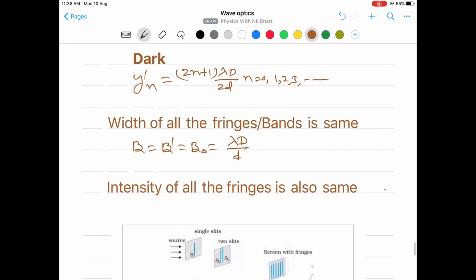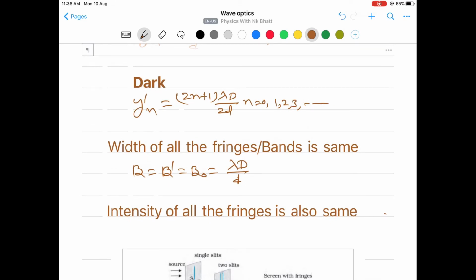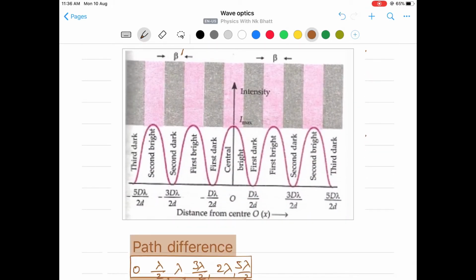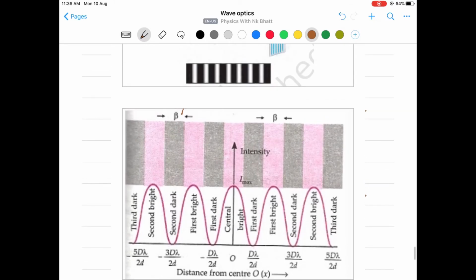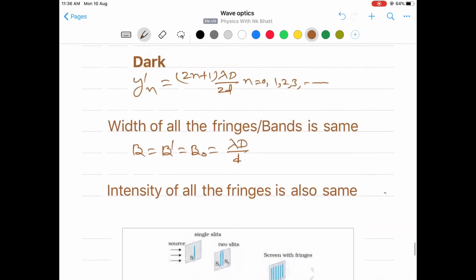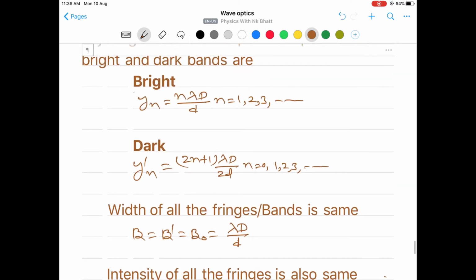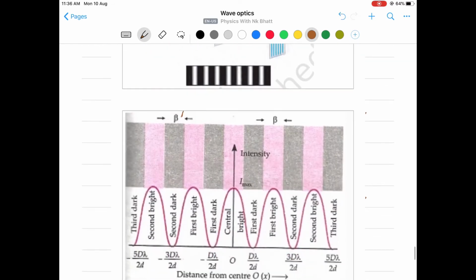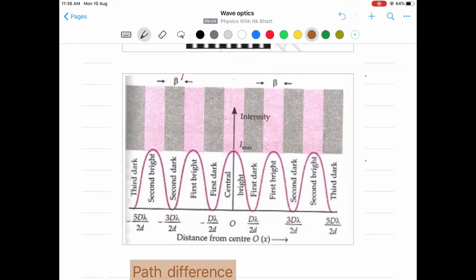How can we get this? If you put n is equal to 1 here, 2 into 1 is 2, 2 plus 1 is 3, 3 lambda D upon 2d. This will be the position of the second dark, and you can see here in this graph also, 3 lambda D upon 2d is the position of the second dark. Then it comes to the position of the second bright. If you put n is equal to 2 here, you will get 2 lambda D upon d, and that 2 lambda D upon d is the position of the second bright.